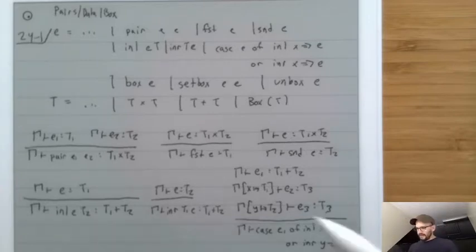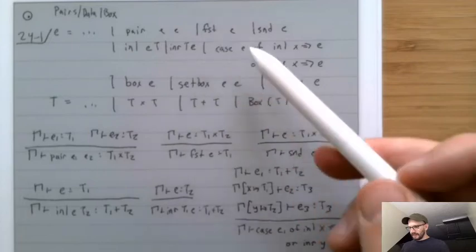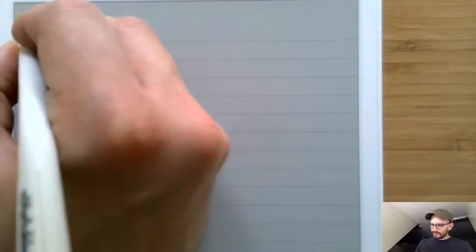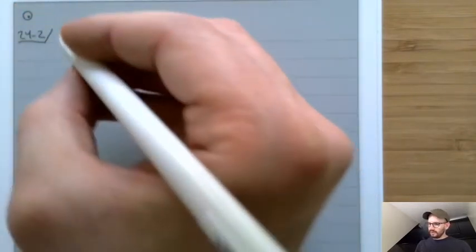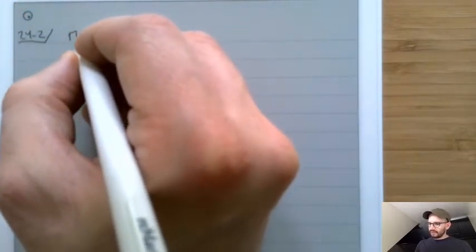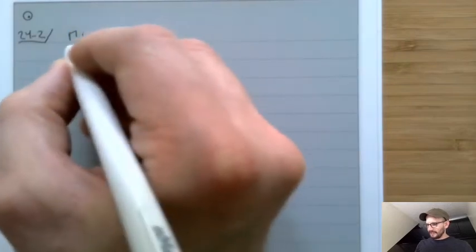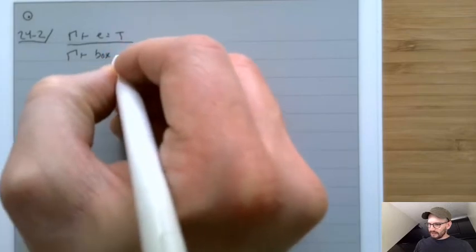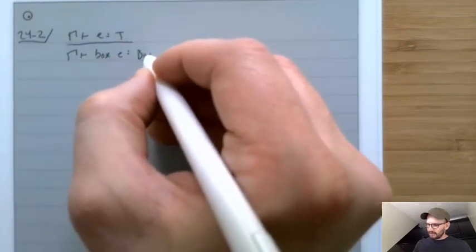All right, so we've handled in left and in right and our cases. Now we've got to handle our box things. So let's do that on the next page. We'll say that if gamma proves that E has type T, then gamma proves that box E has type box T.